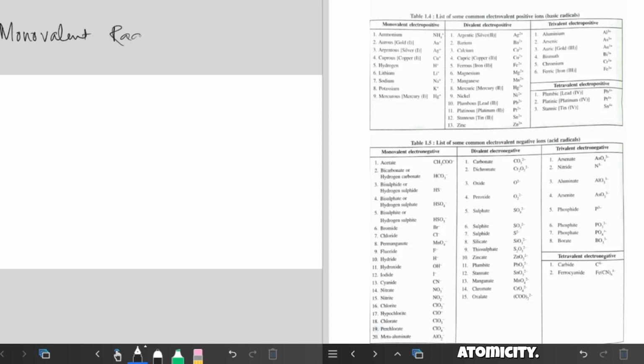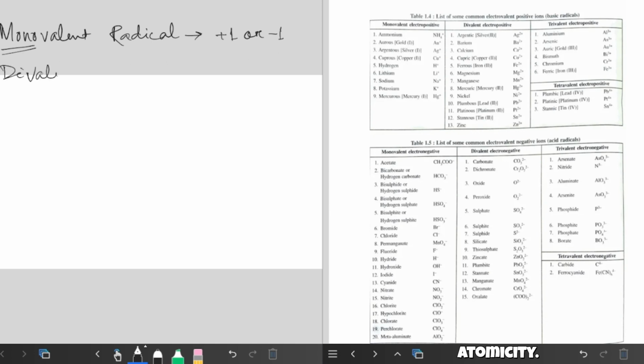Monovalent radicals. What is the meaning of monovalent? Mono means single, so the radical which has either +1 or -1 charge is called a monovalent radical. These are the examples of monovalent positive radicals and monovalent negative radicals. Hope you can see the picture I have pasted here.